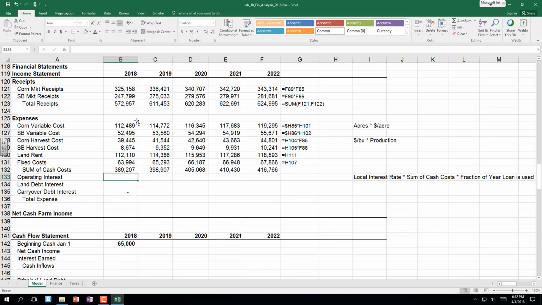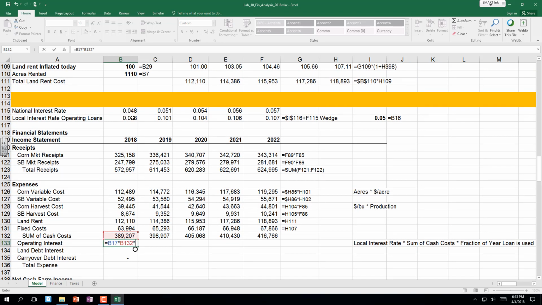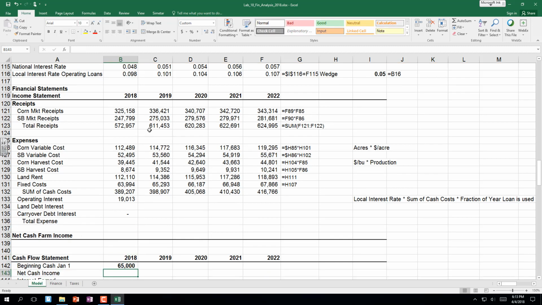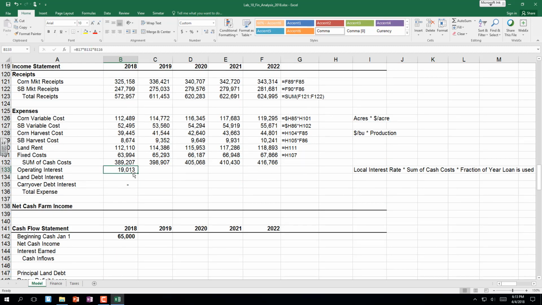Did I say it was equal to B19? No, not. B what? 17? Just to make sure it's there. I'm going to take that and multiply it by the sum of cash expenses. Multiply that times that local interest rate that we've identified there in B116. I'm going to drag that across.